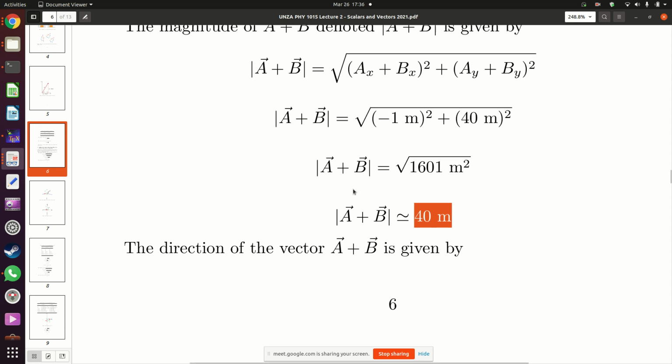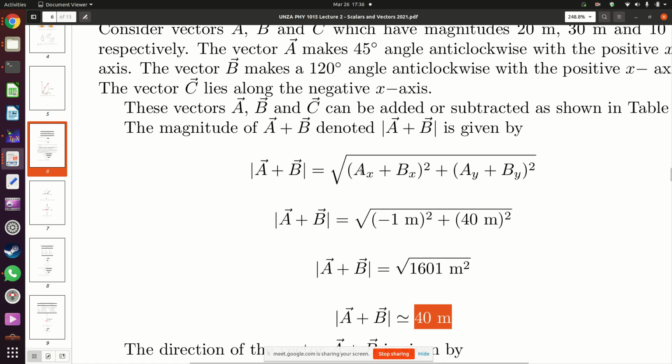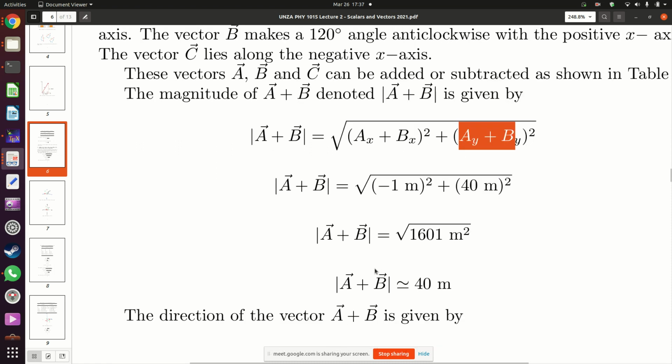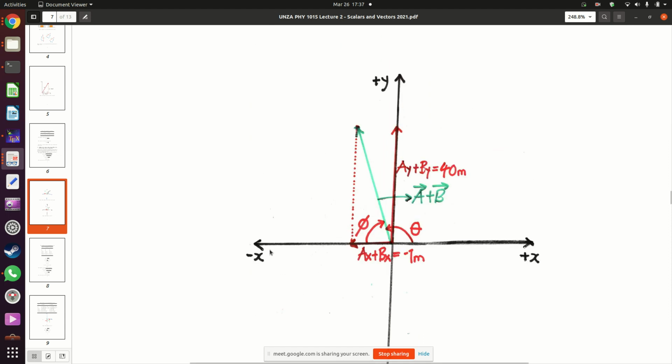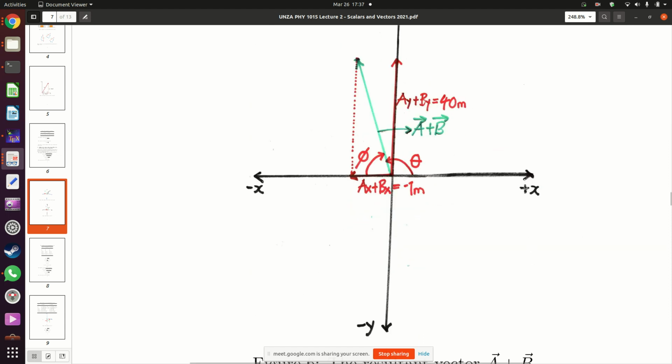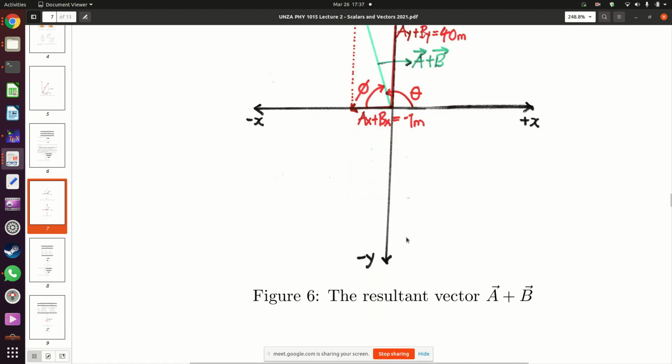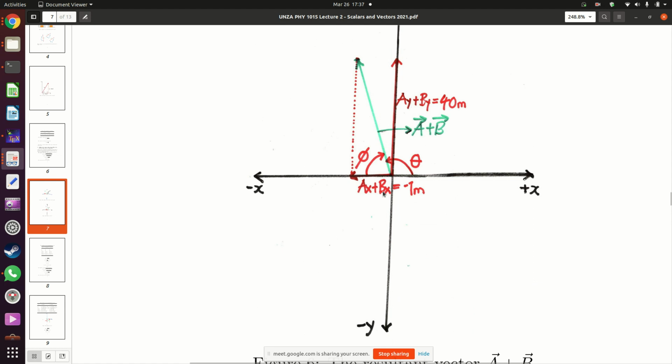Next, we try to plot how much a plus b is along the x-axis and how much a plus b is along the y-axis, and where a plus b is supposed to be on an xy plane. So here, this is the xy plane, so plus x this side, minus x, plus y, minus y. So ax plus bx is -1, this is along the x-axis here, it's -1, very small here.